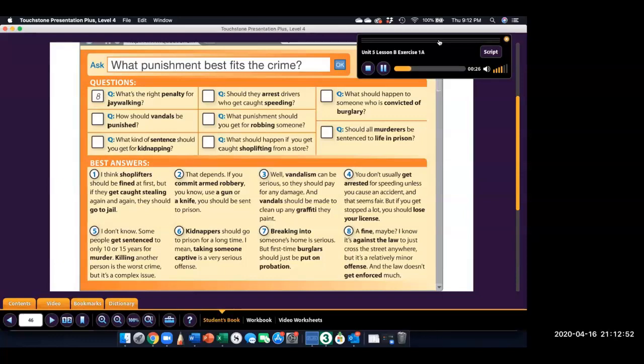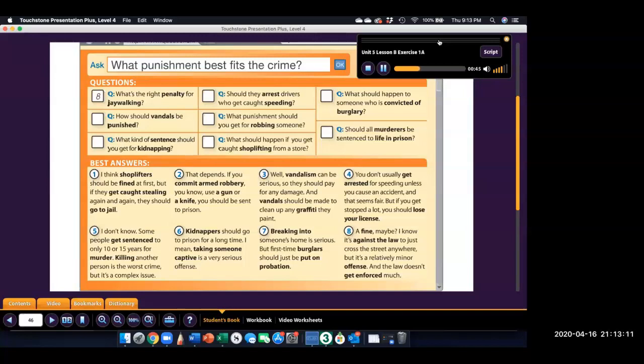What punishment best fits the crime? What's the right penalty for jaywalking? A fine, maybe? I know it's against the law to just cross the street anywhere, but it's a relatively minor offense, and the law doesn't get enforced much.